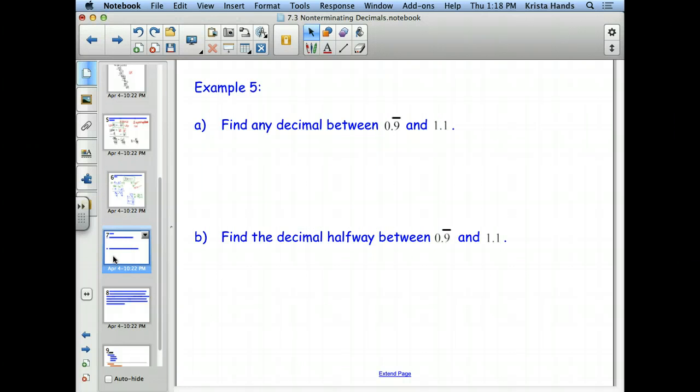All right, a little bit different question. We have a decimal that is 0.9 repeating. We have a decimal that is 1.1. And we're supposed to find any decimal between them on part A. And then on part B, we're actually going to find the actual halfway point between them. So let's start with any decimal between them on the first one. What could we do?